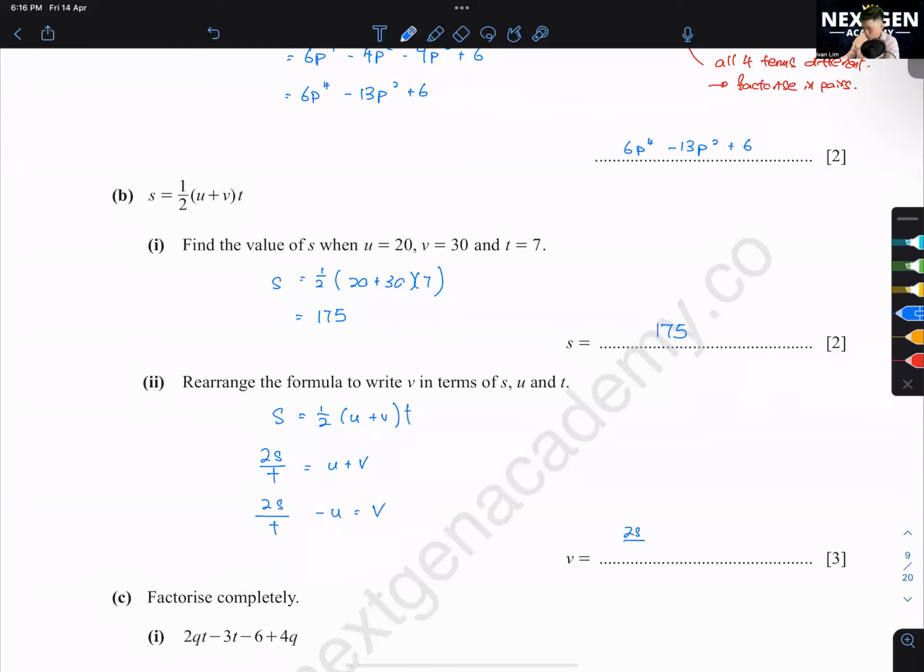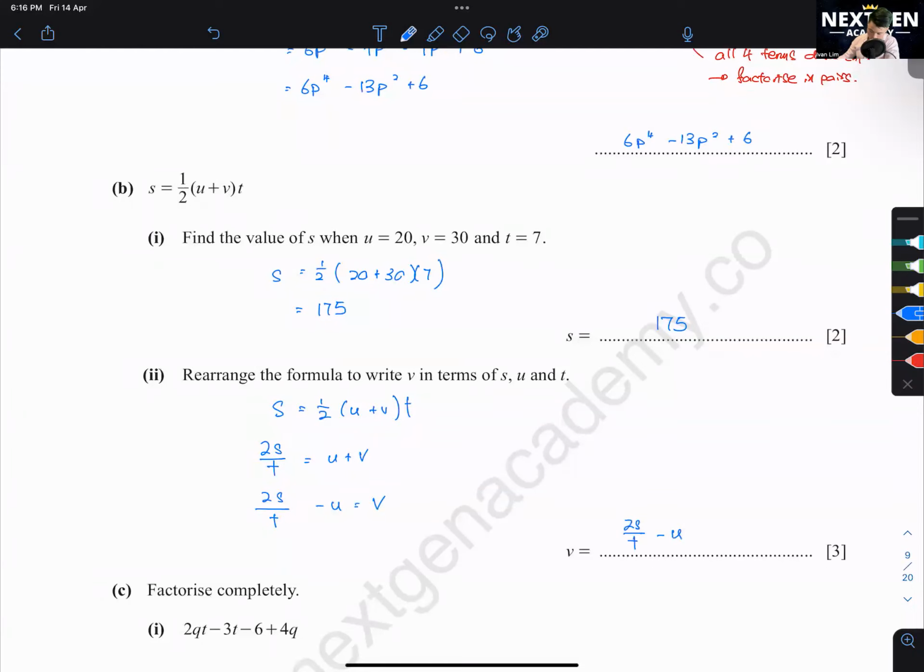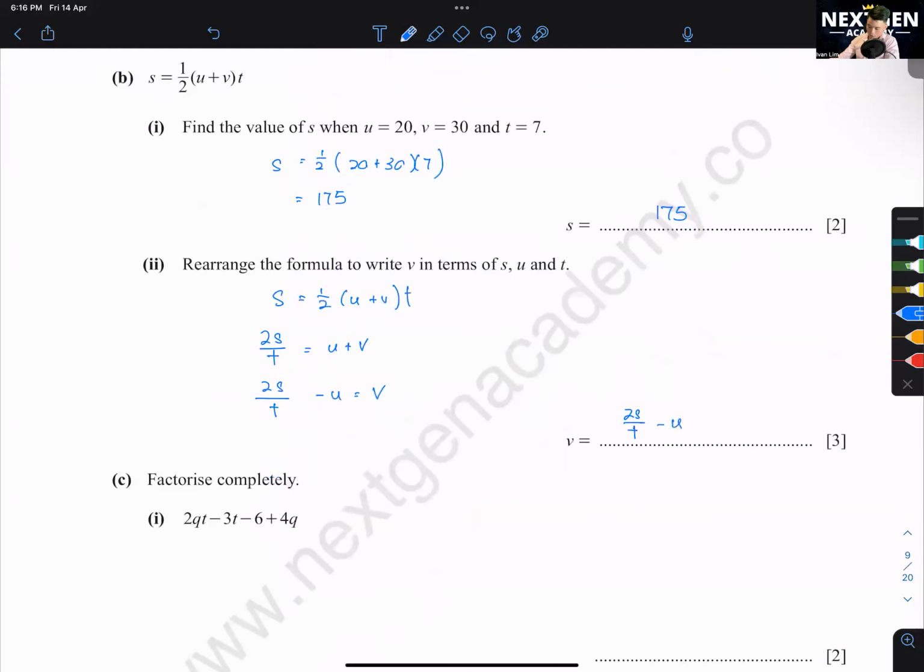If you want to make it into one fraction, also can, but don't do anything extra lah. Okay, the more steps you all do, the higher chance that you all make a mistake. Unless they ask you to write it into one fraction. Otherwise, no need to do anything extra.